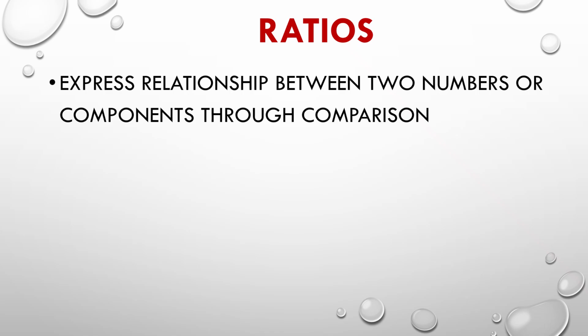Ratios are expressing a relationship between two numbers, using them to make some type of comparison. So like a 1 to 10 ratio, just meaning for every 1 of one thing, you have 10 of another. We see this a lot whenever we talk about people. So 1 out of 10 people will develop cancer or something like that.